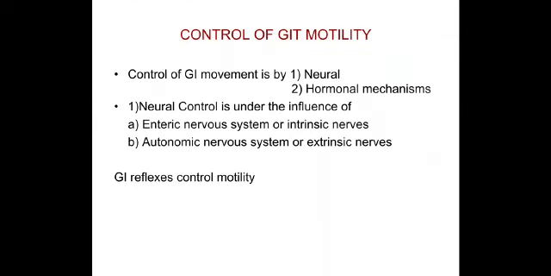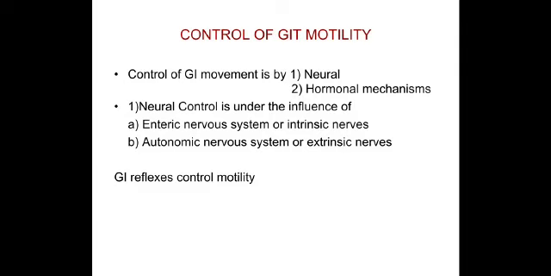How is the GI motility controlled? It's mainly by neural and hormonal mechanisms. The neural, as we already know, are of two types: the enteric nervous system and the autonomic nervous system. Gastrointestinal reflexes control motility.